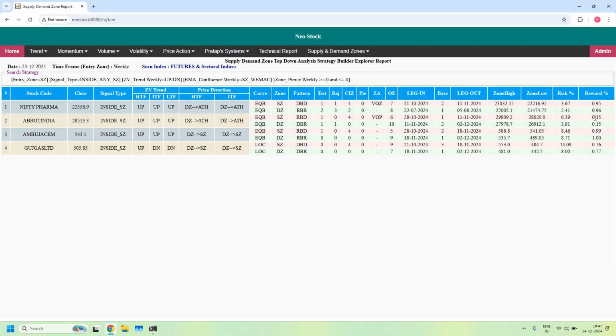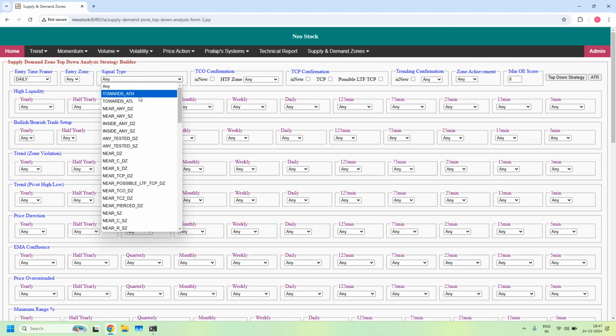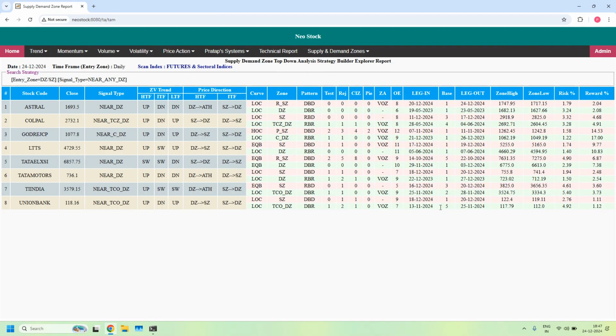Next time frame is daily. Entry time frame daily. Let us find the stocks where price is near to the daily demand zones. We got 8 stocks. From these 8 daily demand zones, we should look for high liquidity zones.